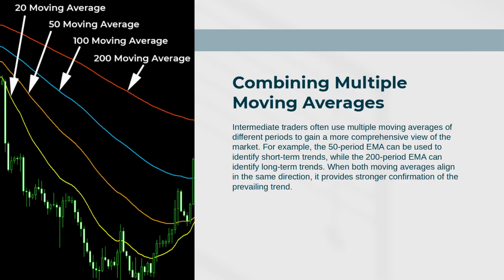Combining multiple moving averages. Intermediate traders often use multiple moving averages of different periods to gain a more comprehensive view of the market. For example, the 50-period EMA can be used to identify short-term trends, while the 200-period EMA can identify long-term trends. When both moving averages align in the same direction, it provides stronger confirmation of the prevailing trend.